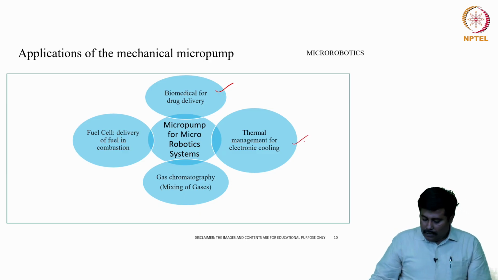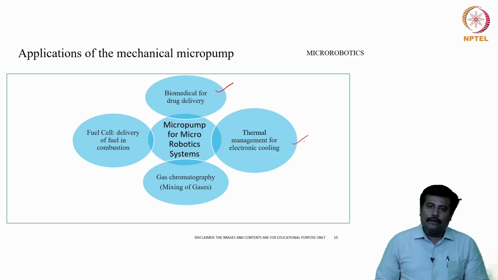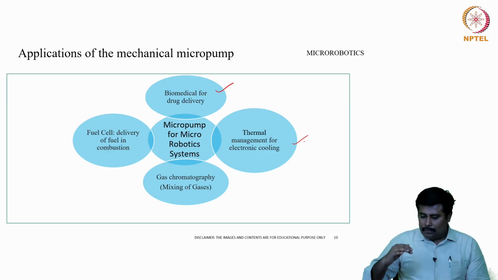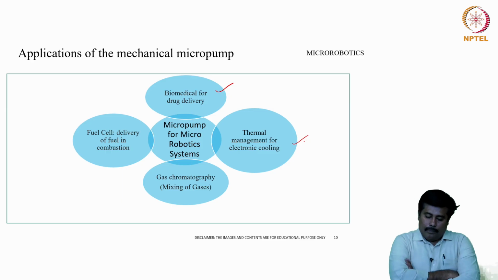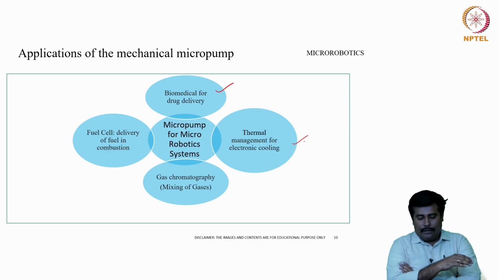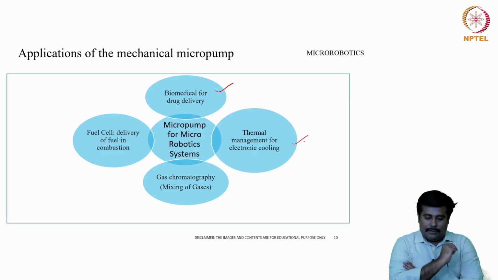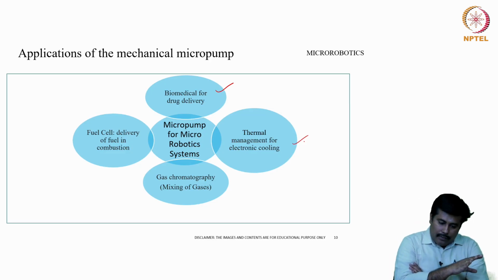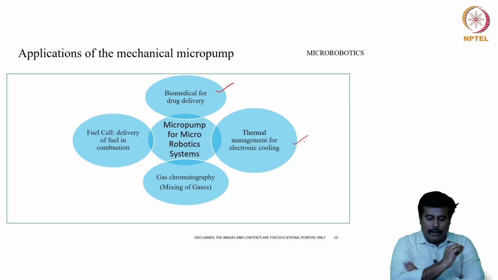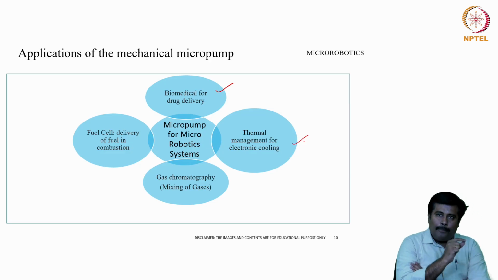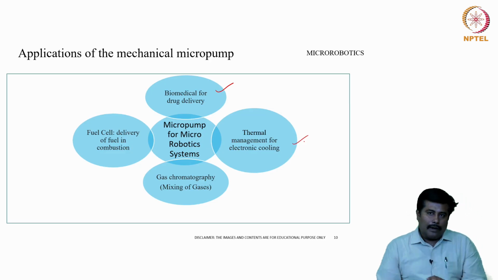Wherever there is an electronic system available, in order to take care of the thermal management, such systems can be deployed. Then there is the gas chromatography system, in which a mixing of gas happens, so that we can have control over the convection behavior of the system. Then we have the fuel cell, where fuel is delivered for combustion, and wherever there is going to be a combustion, the appropriate release of the fuel is taken care of by this system.